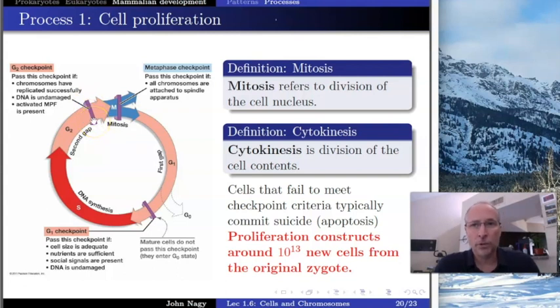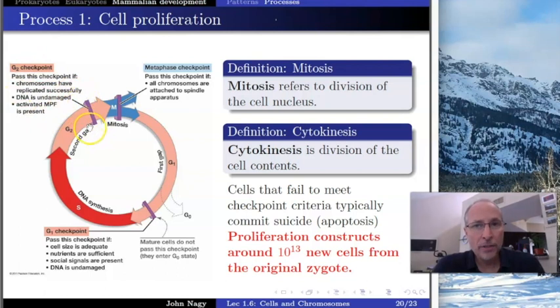If it fails any of those checks, guess what? It kills itself. It goes through that same programmed cell suicide that we talked about earlier. Okay, so when I said the cell's either going to divide or it's going to kill itself, this is what I meant. It checks to make sure that everything's going the way it's supposed to go. Now, again, this is healthy cells.